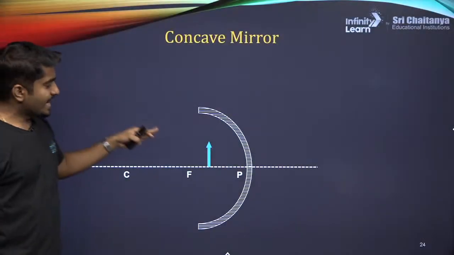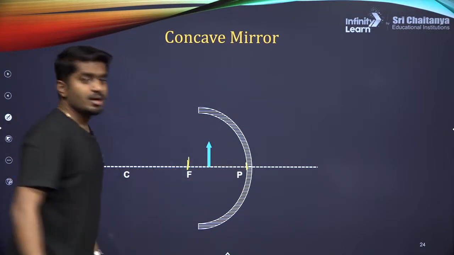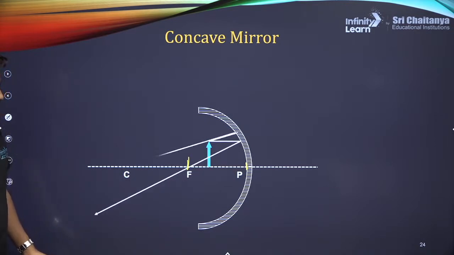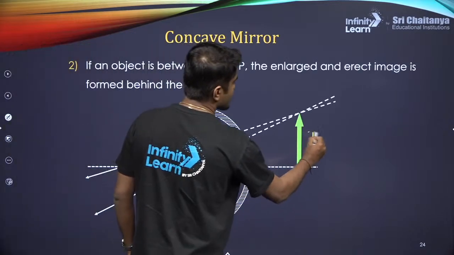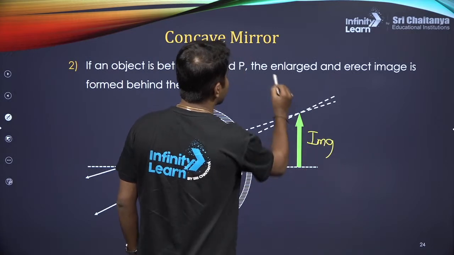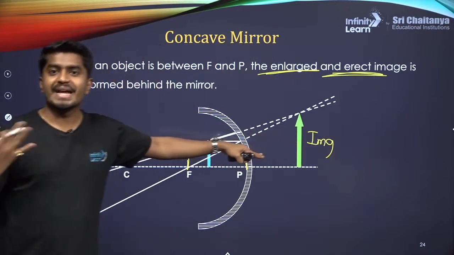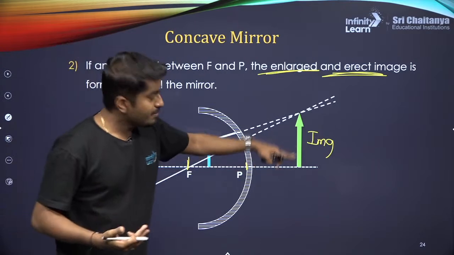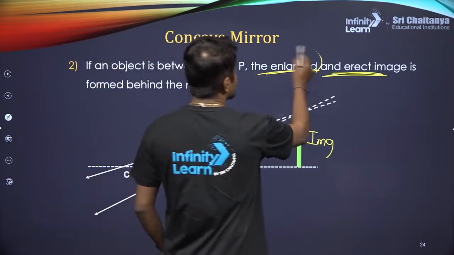The next one: if you place the object between the focus and pole, what are the properties you remember? These are the different rays. We know this ray diagram. So the image is going to form, and what are the properties? There is an enlarged and erect image. Erect means upright. Erect means the object is pointing upwards, and the image is also pointing upward. And it is enlarged.